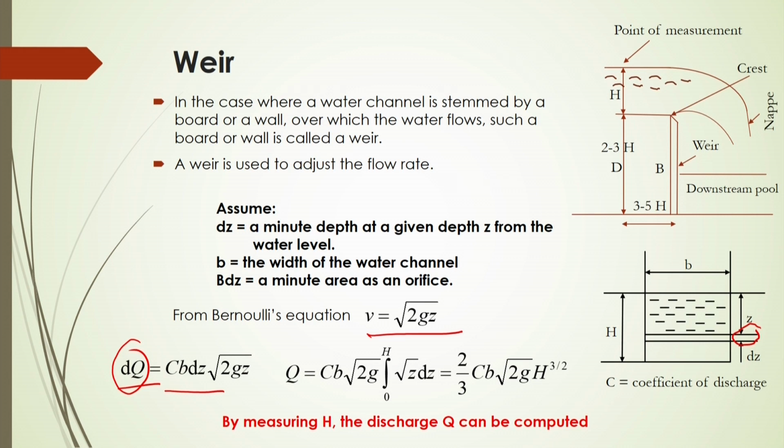Then you can get finally 2/3 into C_d into root over 2 g into h to the power 3/2. So, by measuring the h, the discharge Q can be computed. Now, this h will be calculated. What will be the h here based on this?